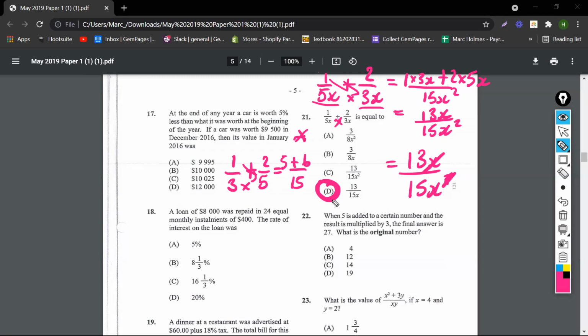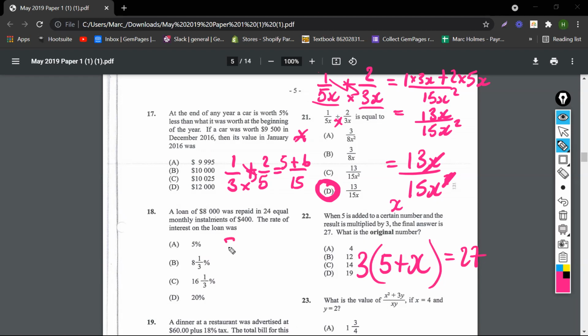Yes, sir. All right, so we can move on. Let's move on to 22 now. 22 says when 5 is added to a certain number, we don't know what the certain number is, so we're gonna call it X. When 5 is added to a certain number, and the result is multiplied by 3, the final answer is equal to 27. So what is the original number?